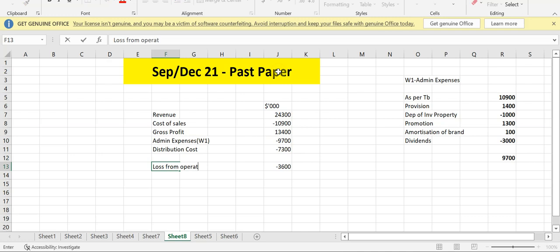And if it is a positive figure, it will be profit from operations. So it's a loss from operations. Then we have the finance cost.